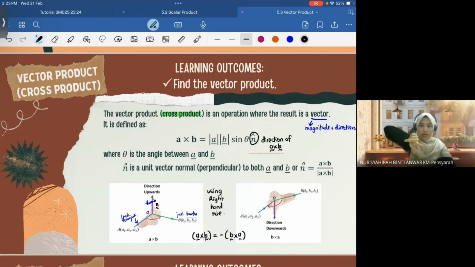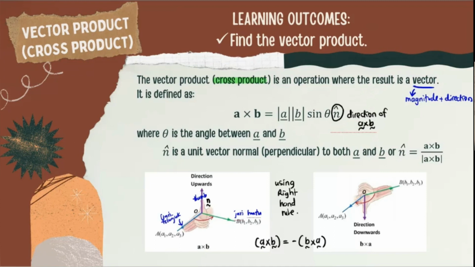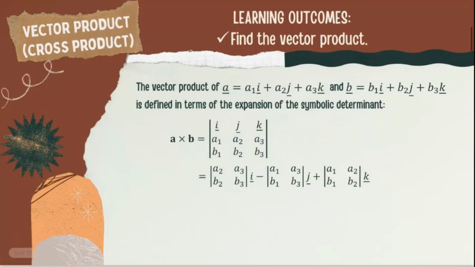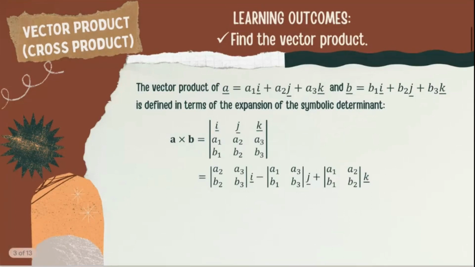Tapi bila B cross dengan A, dia akan terpacak ke bawah. So that's why dia akan jadi opposite direction. Okay, tapi tak apa pun sebabnya kedua-dua vektor ini yang terhasil, dia still lagi 90 degree kepada these two vectors. Okay, so ini adalah vector product. Okay, seterusnya kita pergi kepada how to find the vector product.